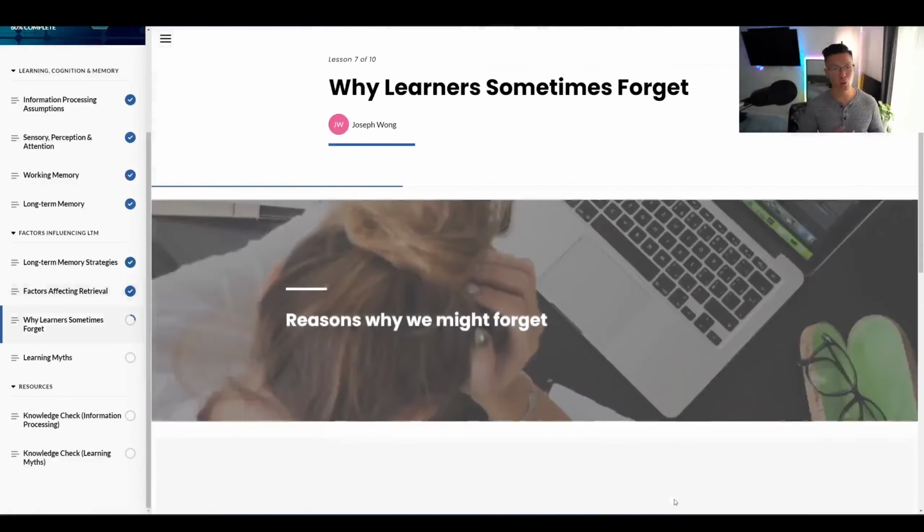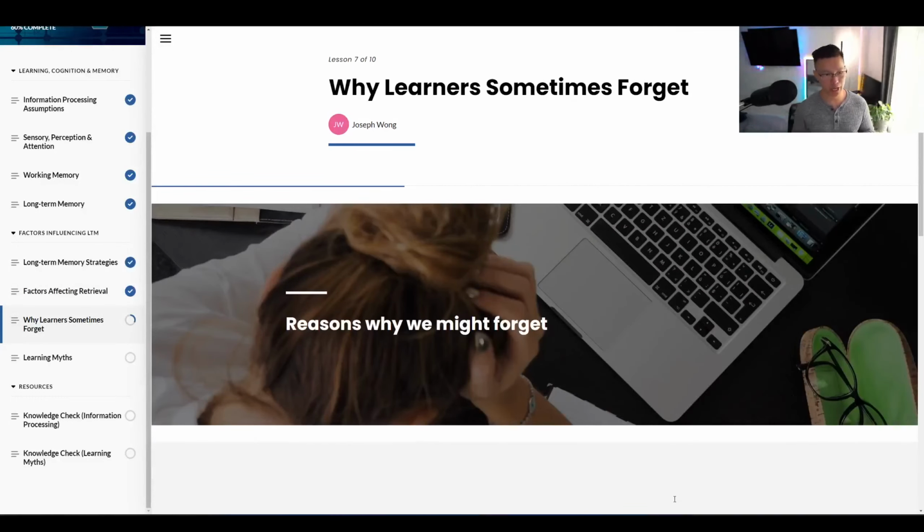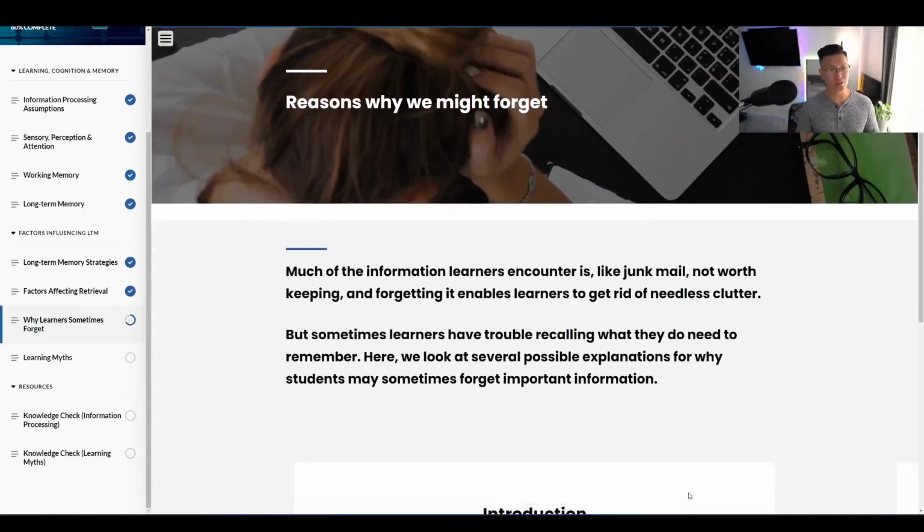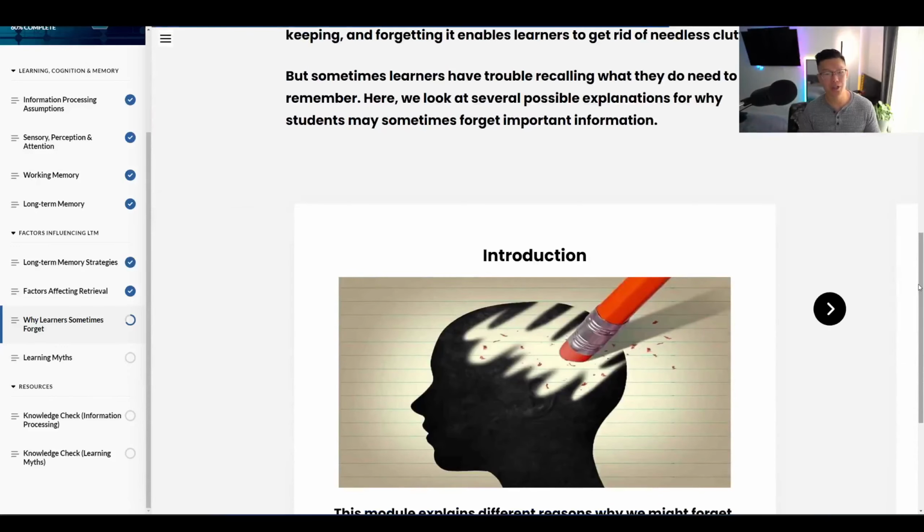So let's take a look at why learners sometimes forget and some different reasons for why we might forget. Much information learners encounter is like junk email, not worth keeping, and forgetting it enables learners to get rid of needless clutter. But sometimes learners have trouble recalling what they need to remember. Here we're going to look at several possible explanations for why students may forget important information.